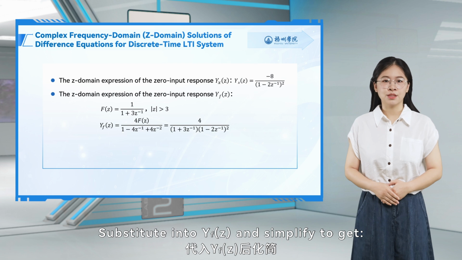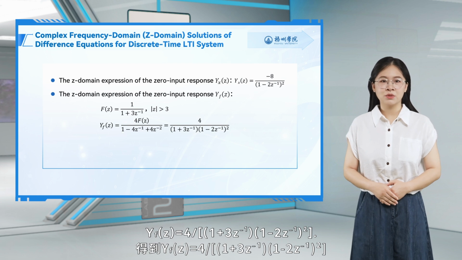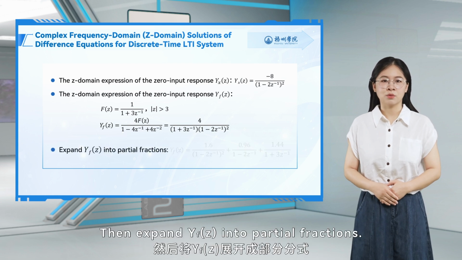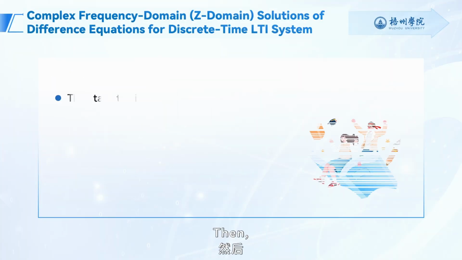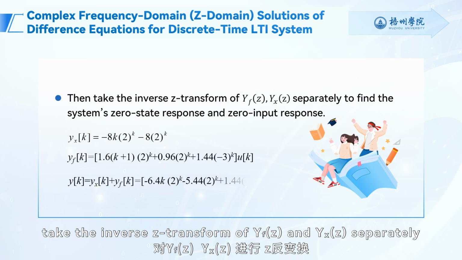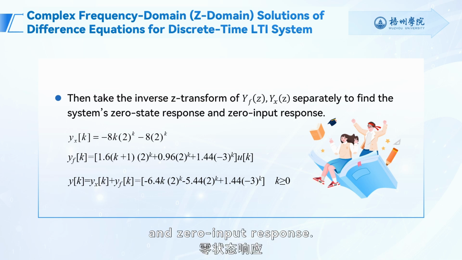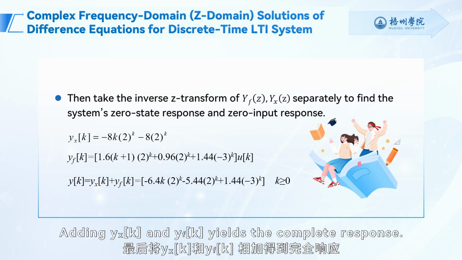Substitute into Yf of z and simplify to get Yf of z equals 4 divided by 1 plus 3 times z to the power minus 1 times 1 minus 2 times z to the power minus 1 to the power 2. Then expand Yf of z into partial fractions. Then, take the inverse z transform of Yf of z and Yx of z separately to find the system's zero state response and zero input response. Adding yx of k and yf of k yields the complete response.